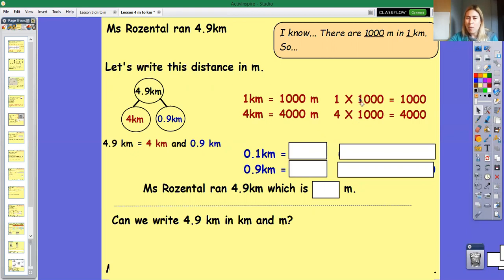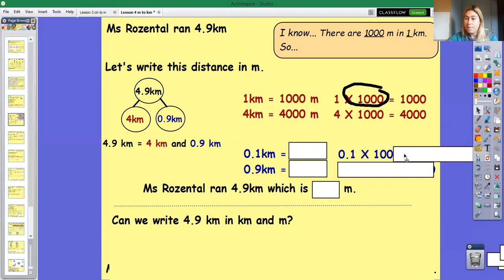Now I'm going to need to think about what I did to convert from kilometres to metres here. We times by 1,000, didn't we? So I need to make sure that I times by 1,000 again here. What would 0.1 times 1,000 be? Have a think. Okay, it would be 100, wouldn't it? So 0.1 kilometres is the same as 100 metres. Okay, hopefully that makes sense.